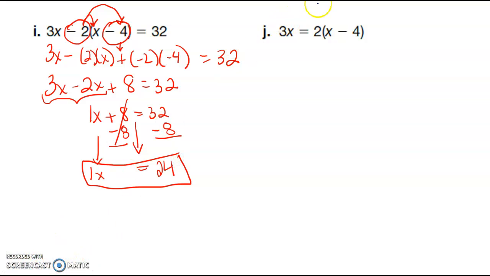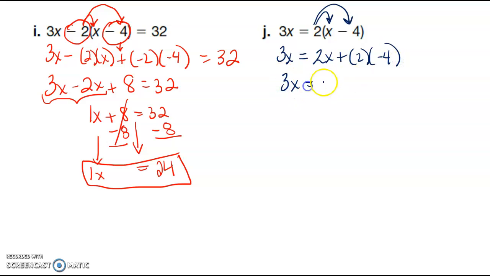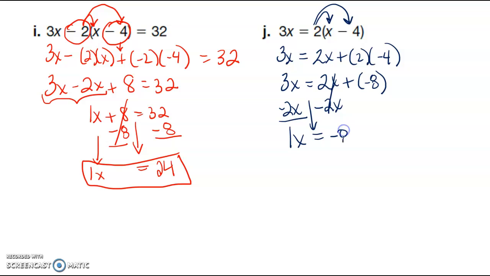Okay, let's try over here. First thing we do is distribute. So my 3x is just going to hang out. My equals hangs out. I have 2 times x plus 2 times negative 4. 3x equals 2x plus a negative 8. Okay, so I need to combine my x's. I'm going to take the one that's smaller and take it to the one that's larger. So that goes away. I have 1x equals negative 8.